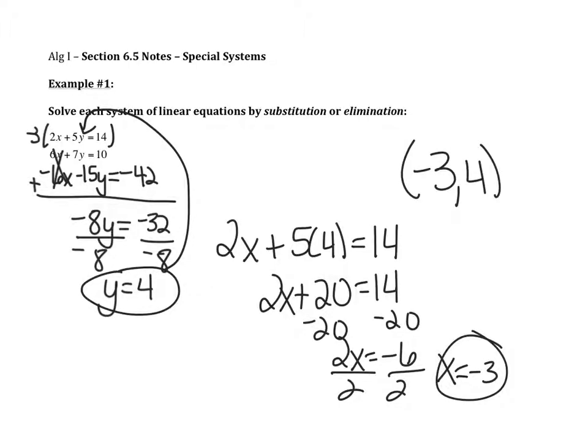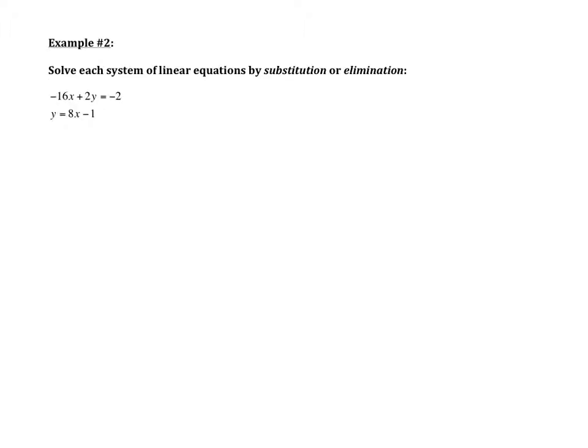So here's a case where I did not get a weird answer. So sometimes you'll get an actual answer like we did here. Sometimes you'll get either no solution or infinite solutions. And let's see an example of just that in the next example. So here's example number 2. Again, we are told to solve each system of linear equations by substitution or elimination.